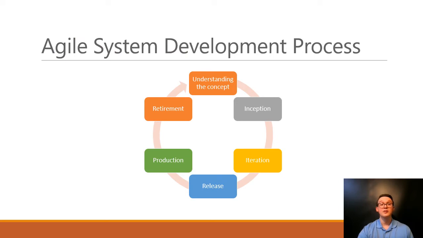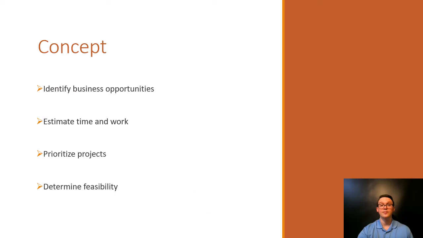The second software development system we'll go over is Agile. Agile is made up of 6 phases: concept, inception, iteration, release, production, and retirement. The first phase of Agile is establishing your concept. This is when you'll identify opportunities, estimate workloads, prioritize objectives, and determine what's feasible.